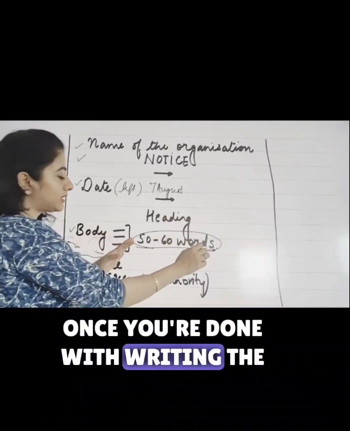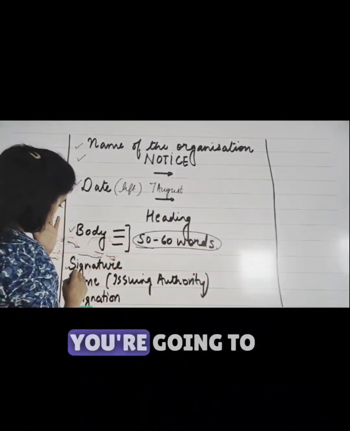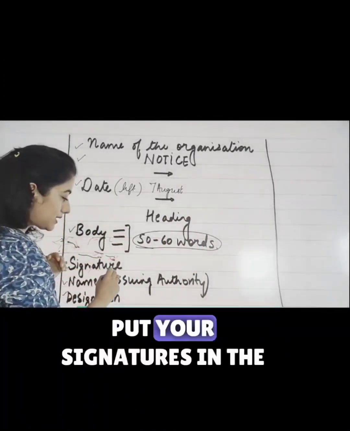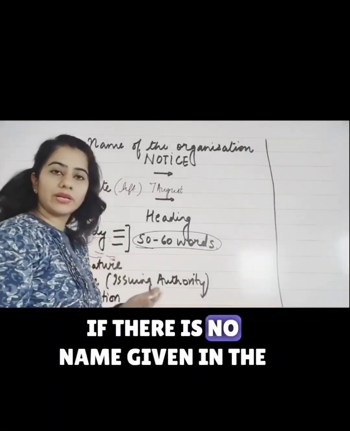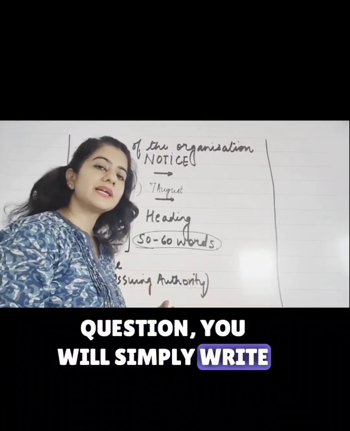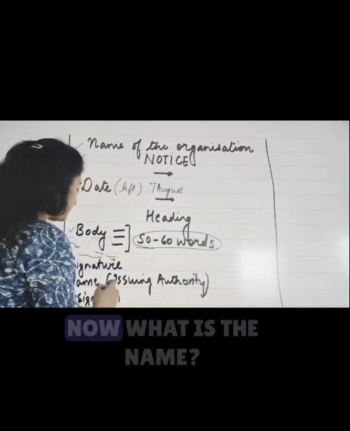Once you're done with writing the body, what are you going to do? You're going to put your signature in the next line, followed by your name. If there is no name given in the question, you will simply write ABC or XYZ. Now what is the name?